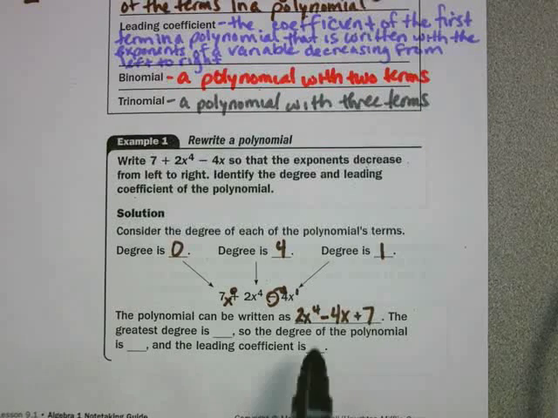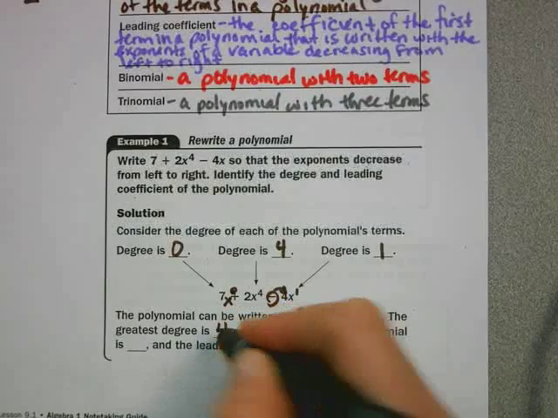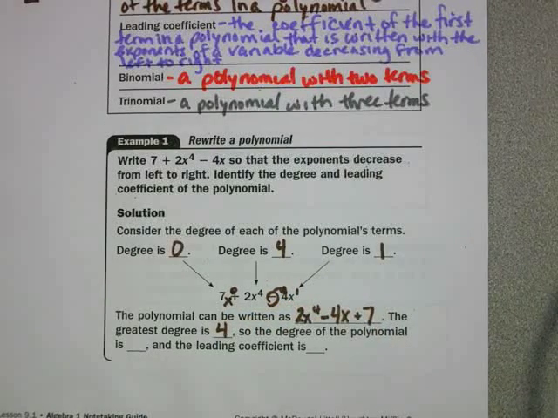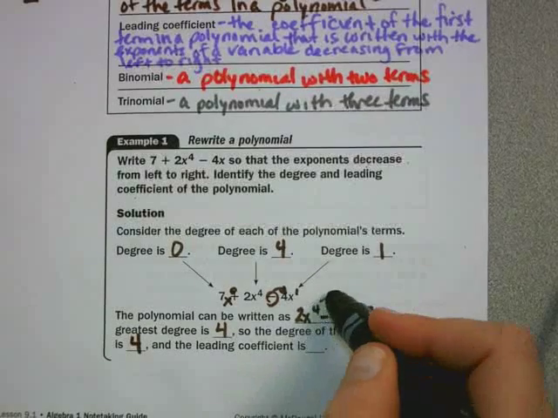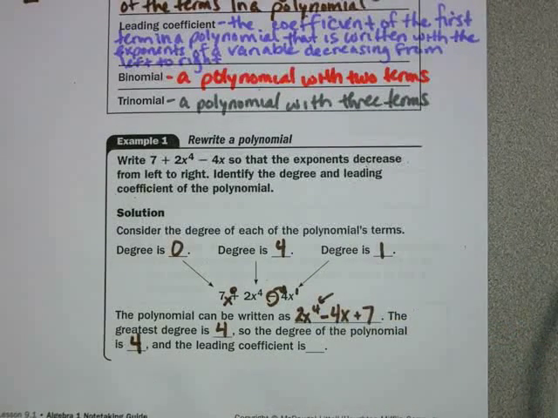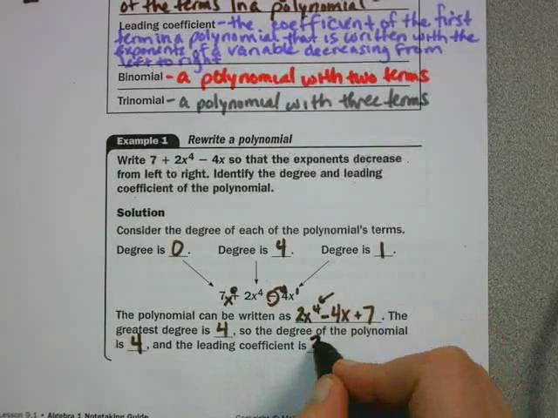The greatest degree is which one? It's 4. So the degree of the polynomial is 4. We don't add them all up together. It's just whatever is the biggest one. It's 4, done. The leading coefficient is what then? The 2 out in front.